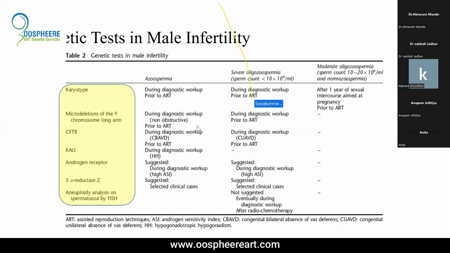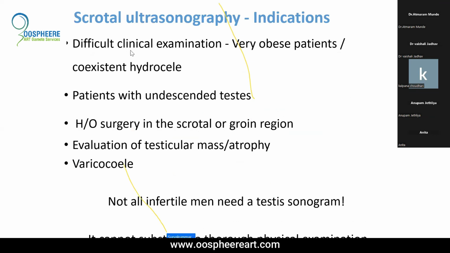azoospermia and severe OATS. A scrotal ultrasound is to be done when you have a very obese patient with undescended testes, something that is very important, and a history of surgery in the groin or previous hernia repair or mesh repair, or evaluation of a testicular mass. You are feeling some mass, or you want to diagnose atrophy, and varicocele can also be diagnosed.